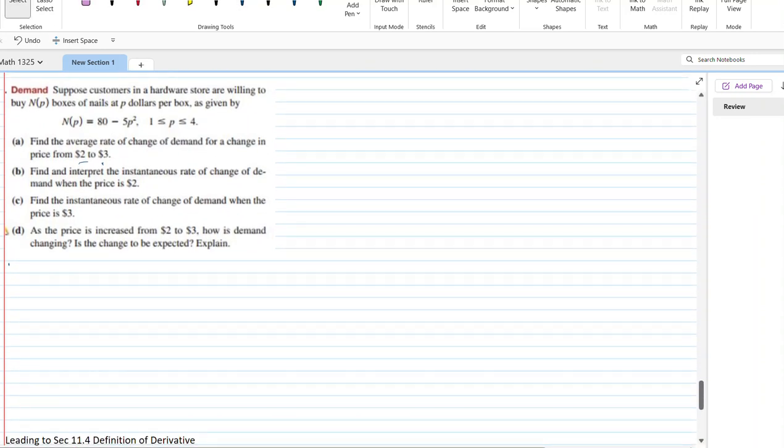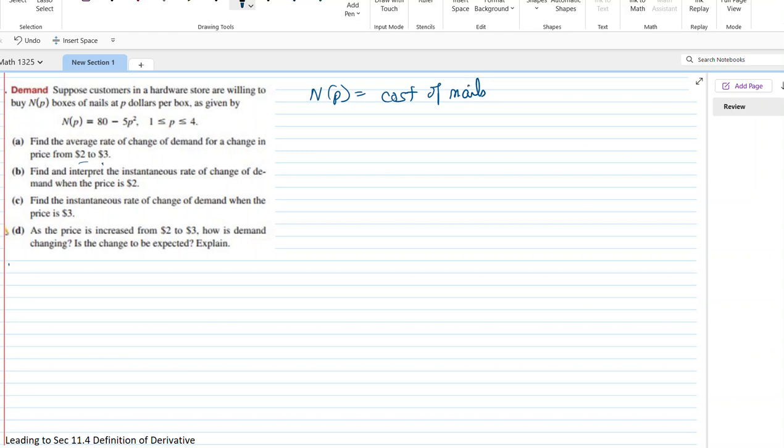So we have this problem here. All right, so let's look at this problem. Suppose customers in a hardware store are willing to buy N boxes of nails at cost P. So N of P is the cost of nails, where N is quantity.